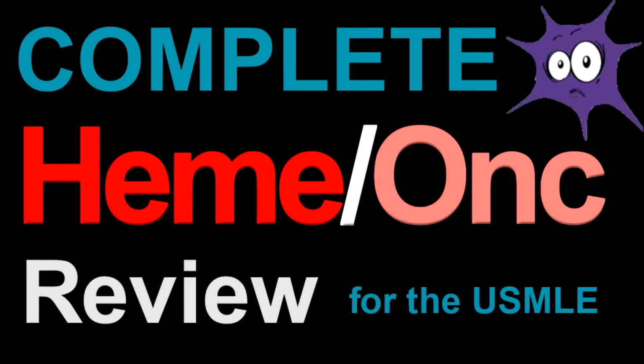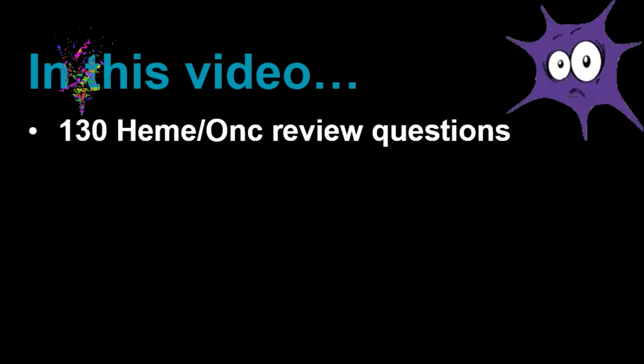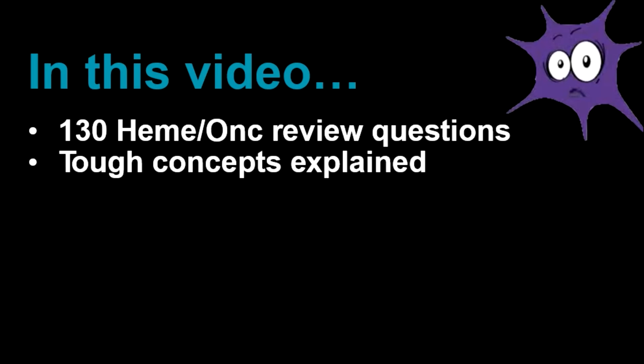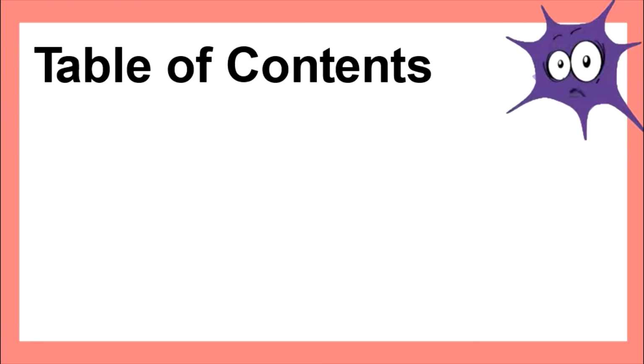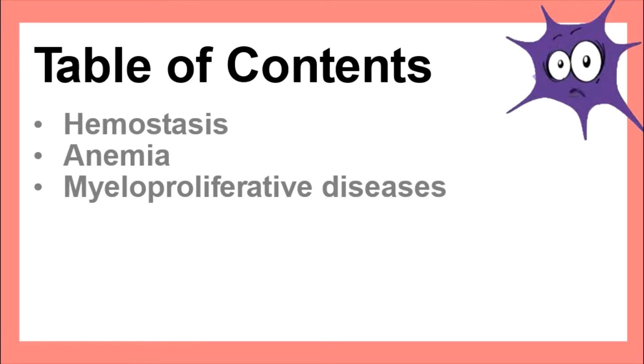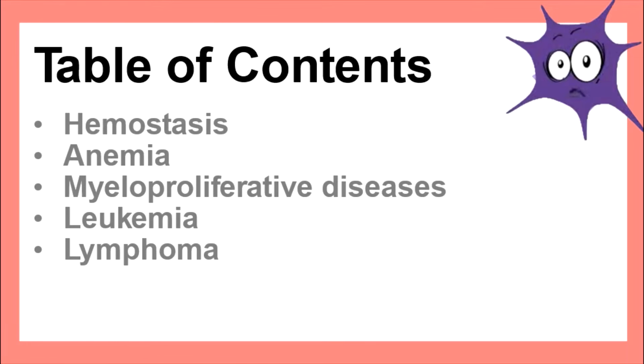Alright, welcome to our complete Heme-Onc review for the USMLE. In this video, we're going to have 130 Heme-Onc review questions, tough concepts will be explained, and of course we'll have fun mnemonics along the way. Let's begin with the table of contents. We're going to talk about hemostasis, then anemia, then myeloproliferative diseases, leukemia, lymphoma, and more.